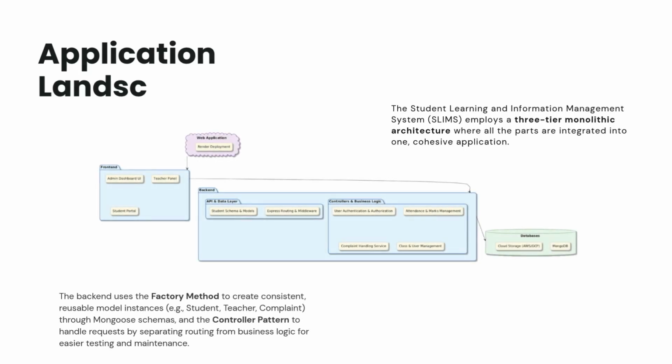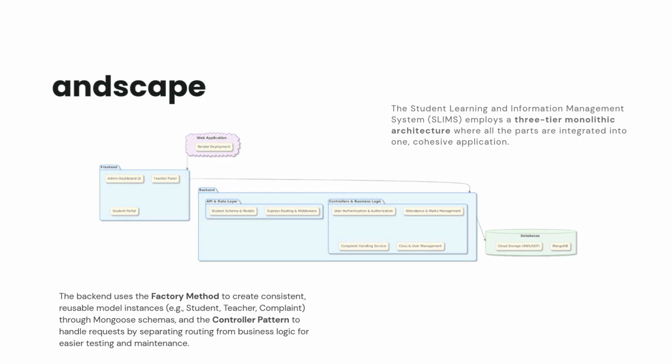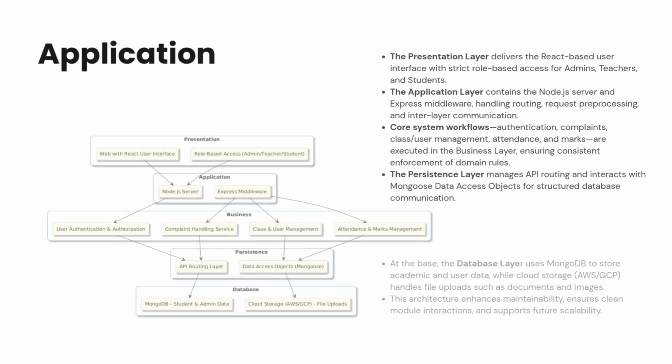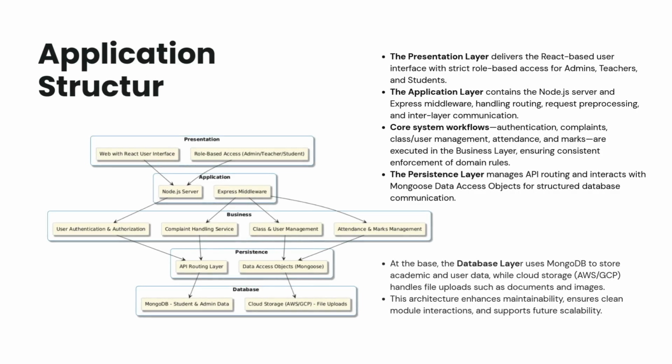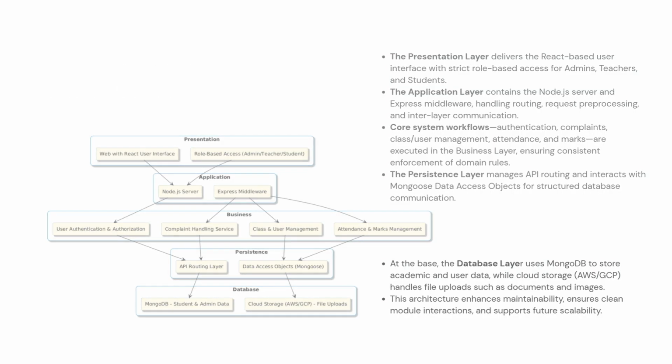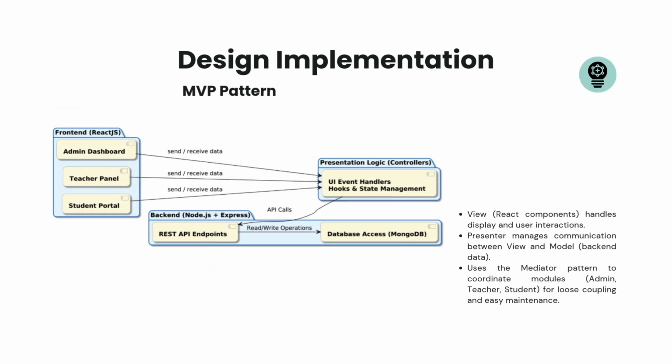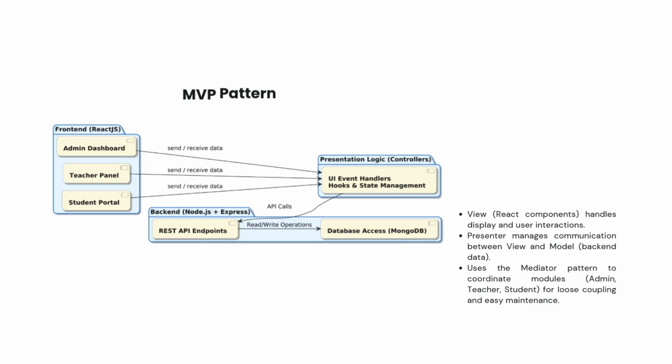Now we head over to the application landscape, which is a 3-tier monolithic architecture along with usage of factory method and controller pattern for backend services. And in application structure, we use different presentation layers, application layer, system workflows, persistent layers, and database layer. And in design implementation, our main design is MVP pattern for the whole structural layout, as you can see on the screen.